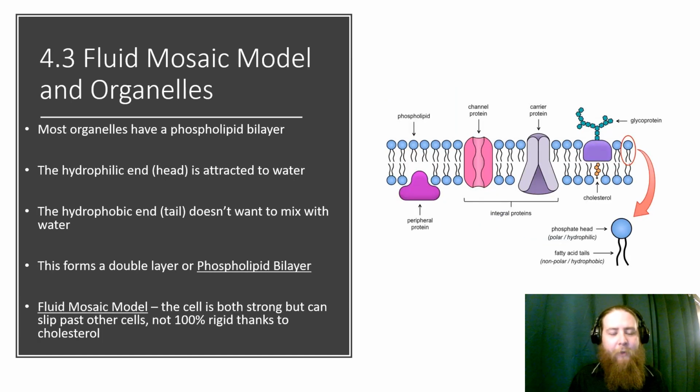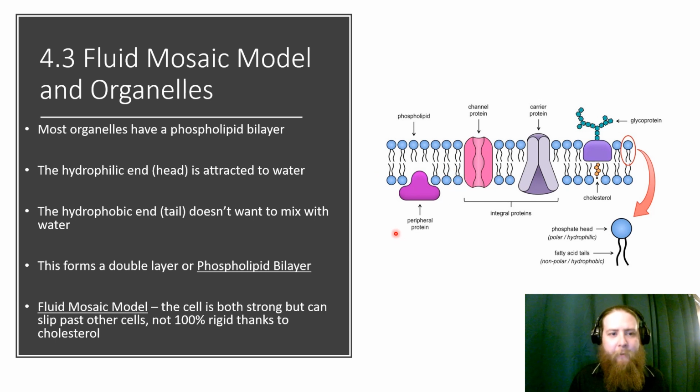All right, for 4.3, we're going to talk about the fluid mosaic model and organelles. Most organelles themselves have a phospholipid bilayer, so they're having these inside and outside, where the hydrophilic head is attracted to water, and the hydrophobic tail is not. It doesn't want to mix.